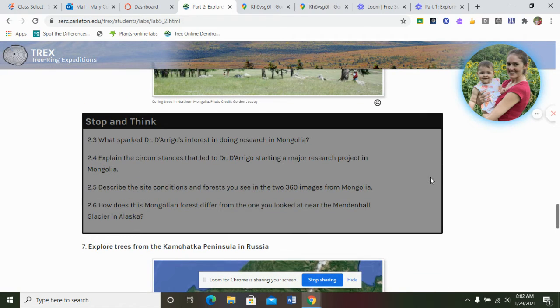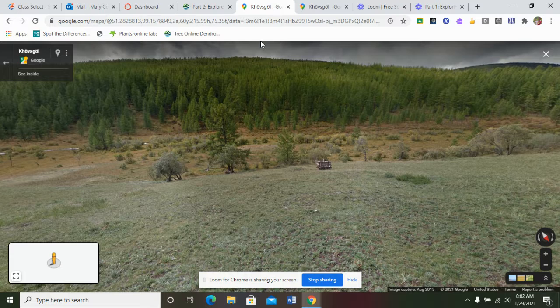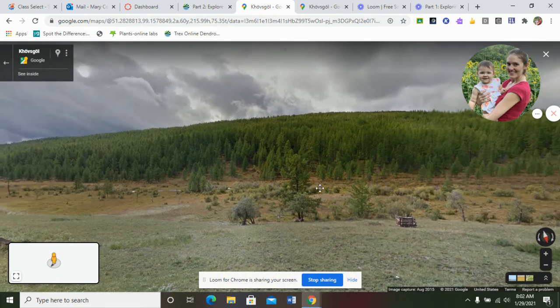How does this forest differ from the one you looked at in Mendenhall Glacier, Alaska? So compare the two. The one looked a lot more dense in Alaska, but there's a lot more diversity as well, whereas in northern Mongolia, the conditions must be a little bit drier, and it looks like pretty much all the trees are the same.